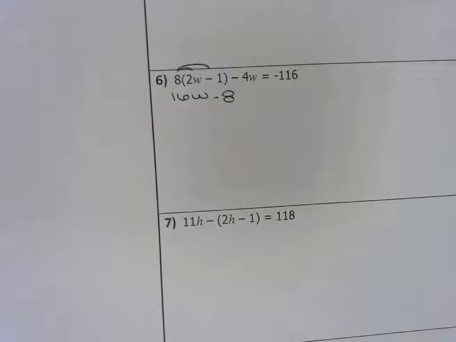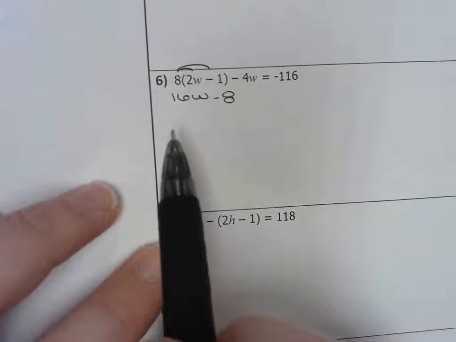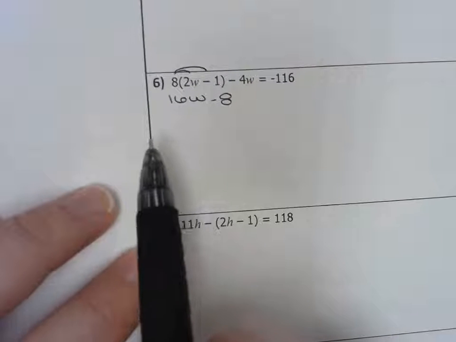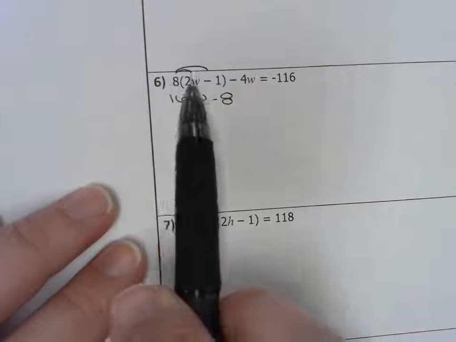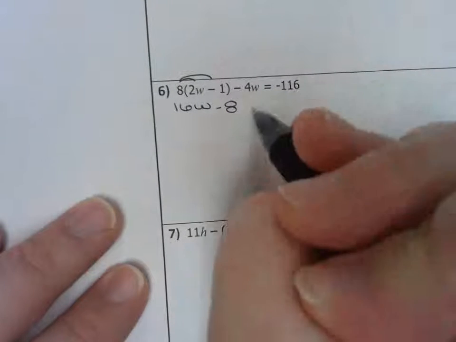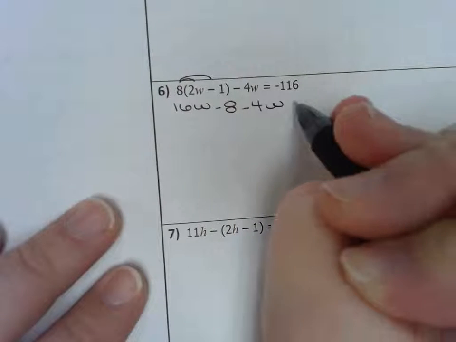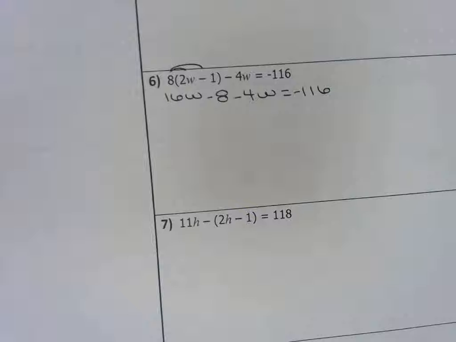Stop. All of you. We take notes for like 15 minutes a day. You can handle that. And we don't do it usually more than 3 times a week. So if I distribute 8 times 2w is 16w, 8 times -1 is -8. And then write down the rest. Keep track. Just write it down. Once you distribute, write down everything else.